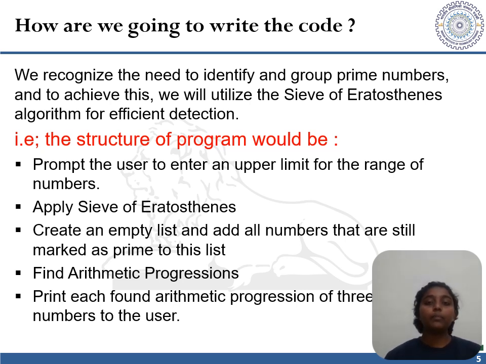The first one being prompting the user to enter an upper limit for the range of the numbers and then applying the sieve of Eratosthenes and then creating an empty list and adding all the numbers that are still listed as prime into that list. And the next one being identifying the arithmetic progressions among those numbers. And the last goal being printing out all those numbers so that the user can read or use them. Moving to the pseudocode, the first part of the pseudocode.